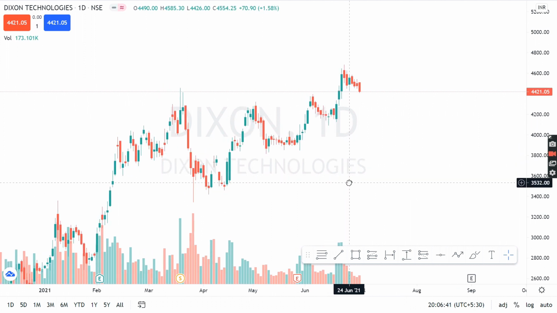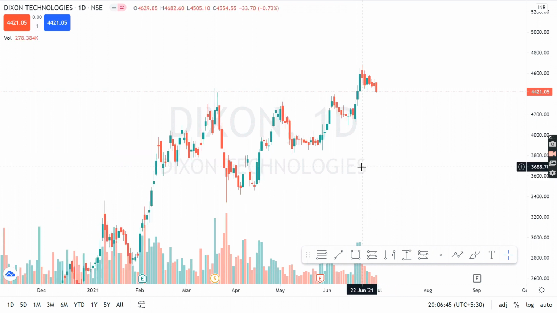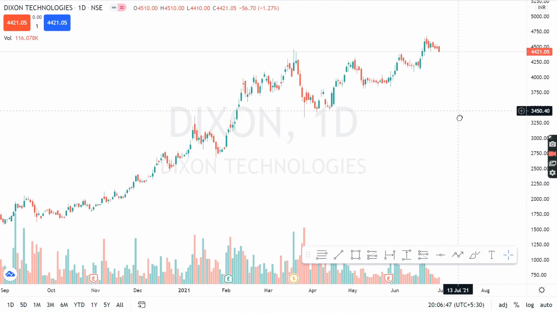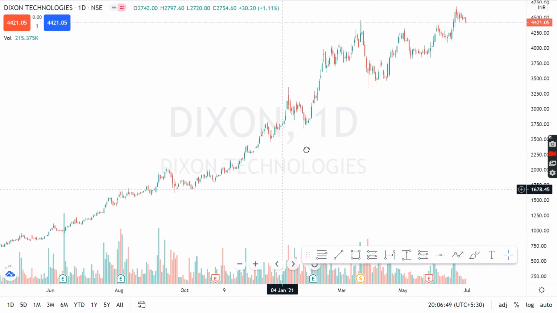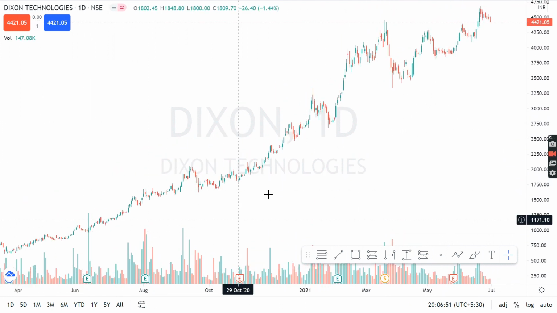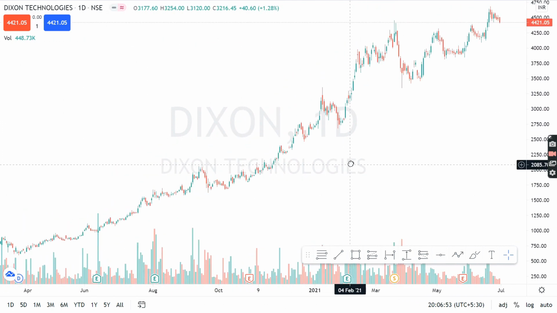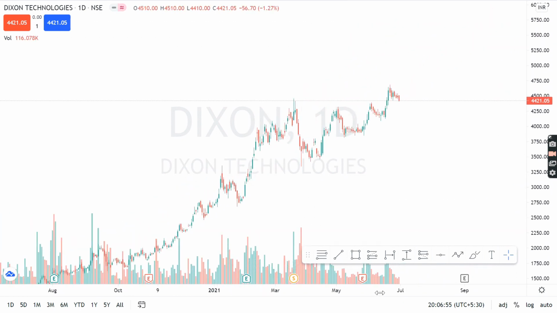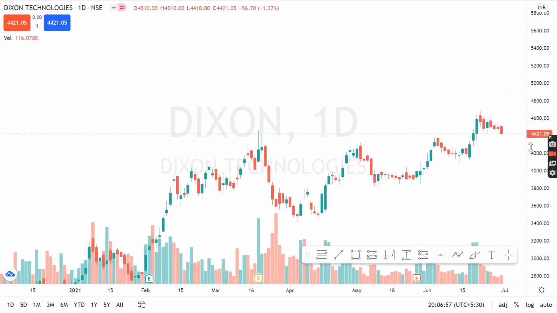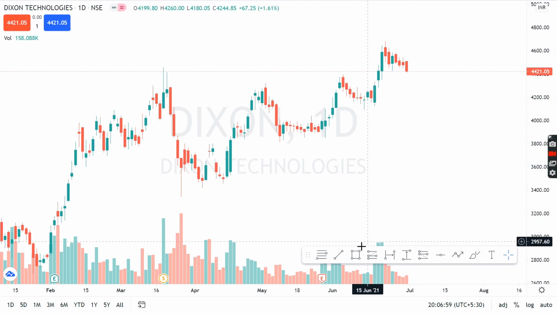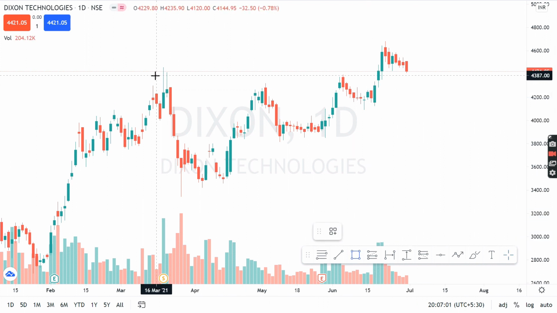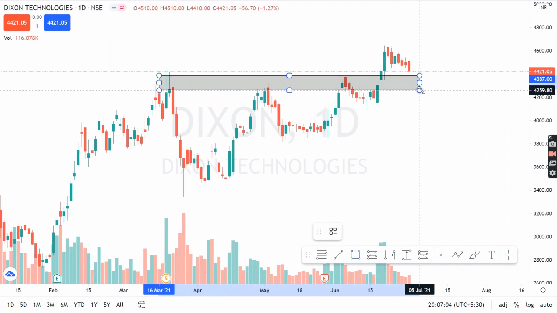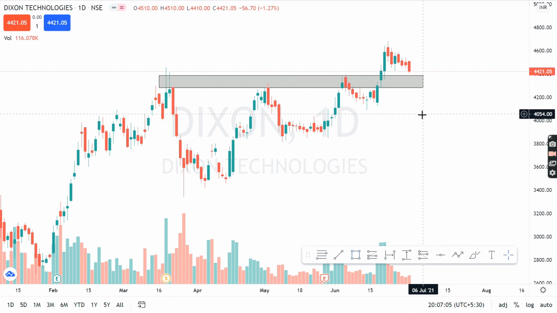DIXON Technologies. This is the daily time frame of DIXON Technologies, and here we can see that the stock has been in an uptrend for the last few months and has shown a great rally. On the daily time frame, DIXON was resisting this area for quite a long time.